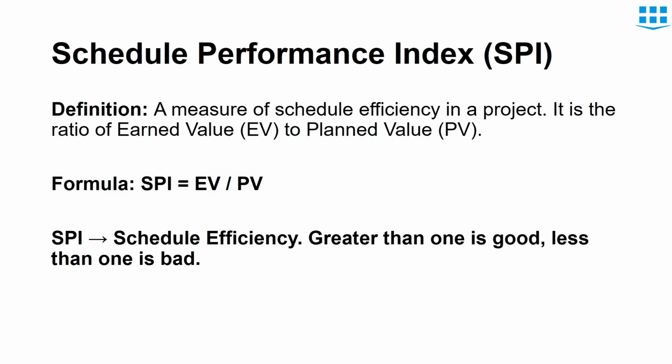Next term is schedule performance index, SPI. Like CPI, SPI shows us schedule efficiency. It is the ratio of earned value to planned value. And similar to the CPI's case, here we can see that a value greater than 1 is a good parameter for the project because it shows that the value earned is greater than the planned value, whereas a value less than 1 is not a good indicator for the project.